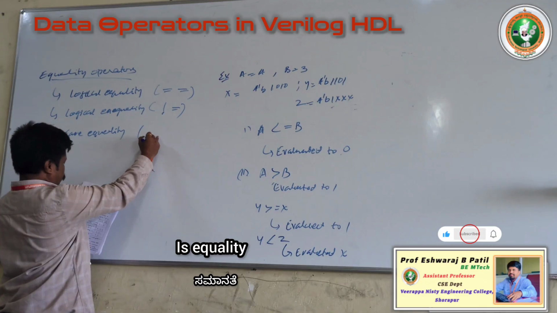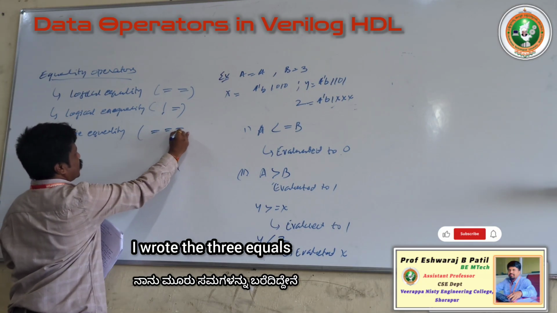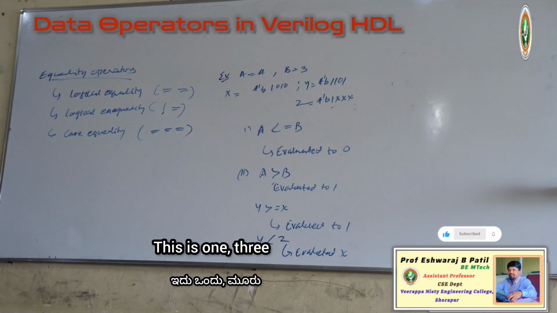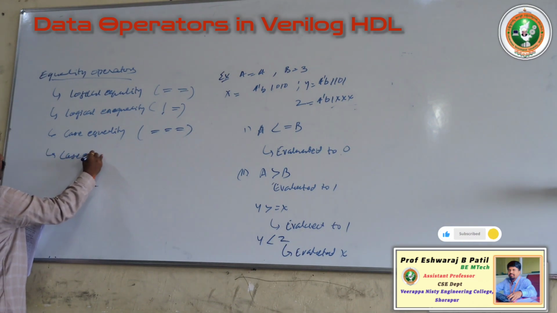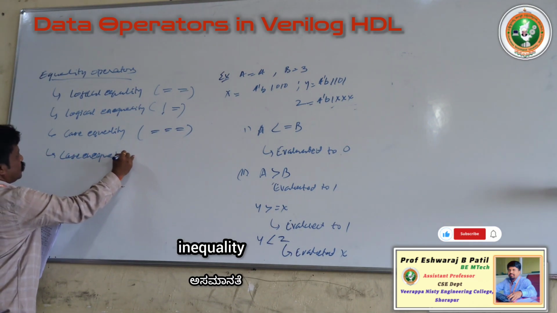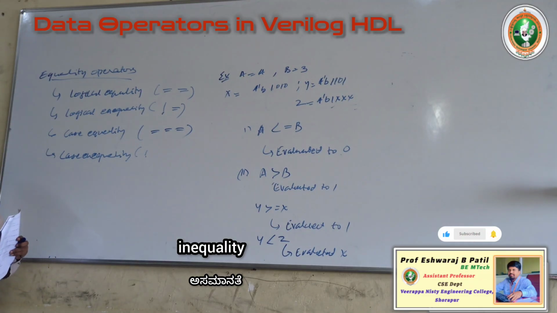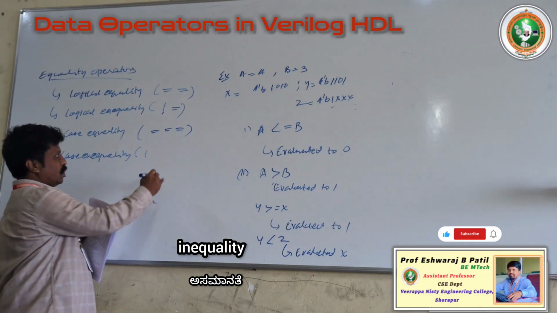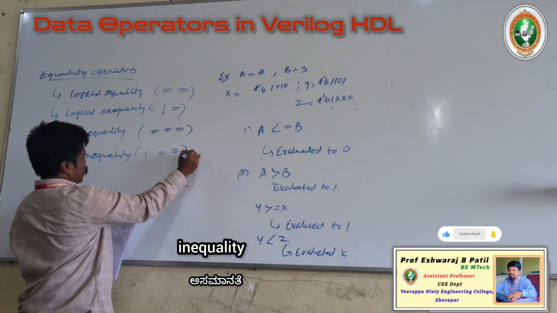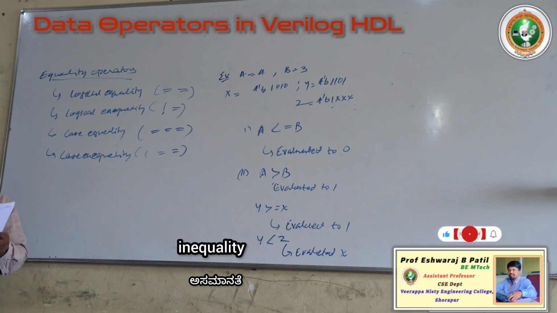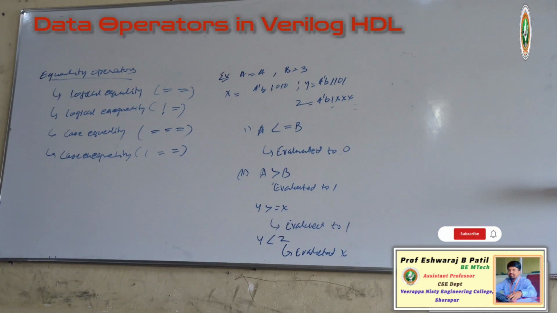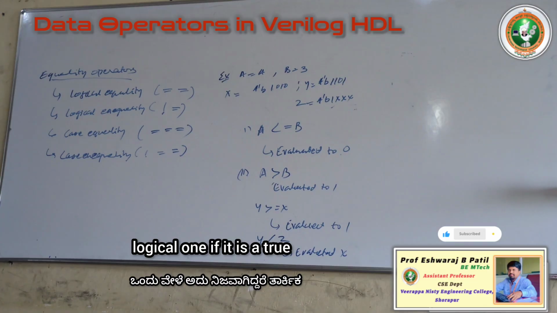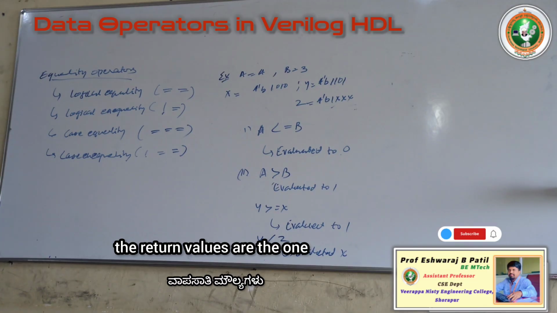Case equality, I go to the 3 equal. If you say case equal 3, same. Another is for the case inequality. When we use this type of expressions, equality operators return logical 1. Is that true? We have this type of return values as 1.